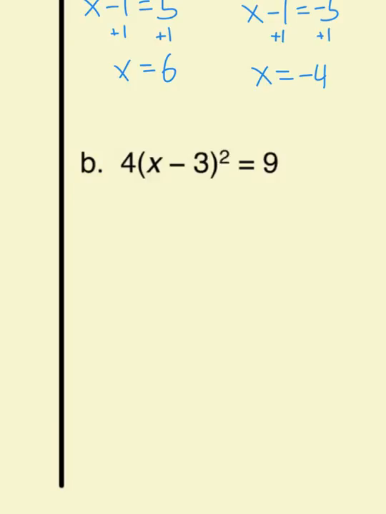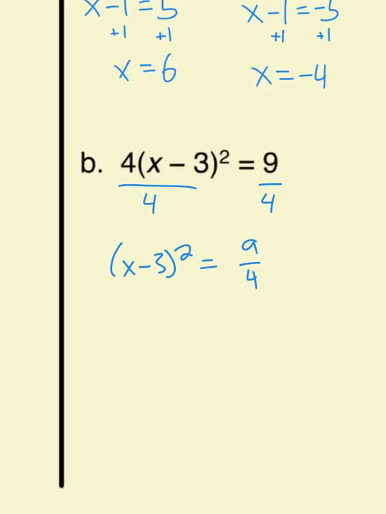Alright, in example B, before we deal with the square root, we have to remember that when we're solving for a variable, it's like we're using GEMDAS backwards. So before I deal with that exponent or that grouping symbol, I have to undo first addition and subtraction, but it's in the grouping symbol, so can't do that. And then the multiplication and division. So before I deal with the exponent, I need to divide both sides by 4. So now I have x minus 3 squared equals 9 over 4.